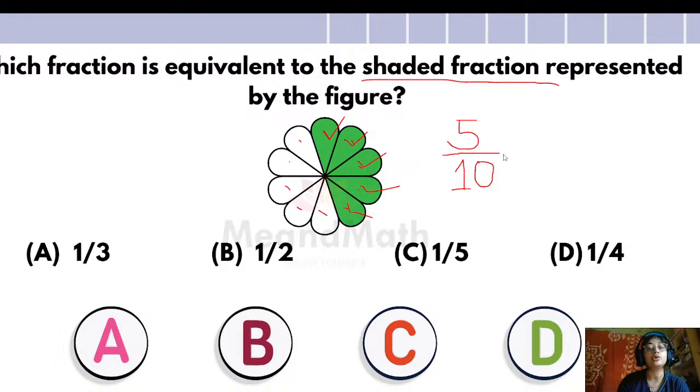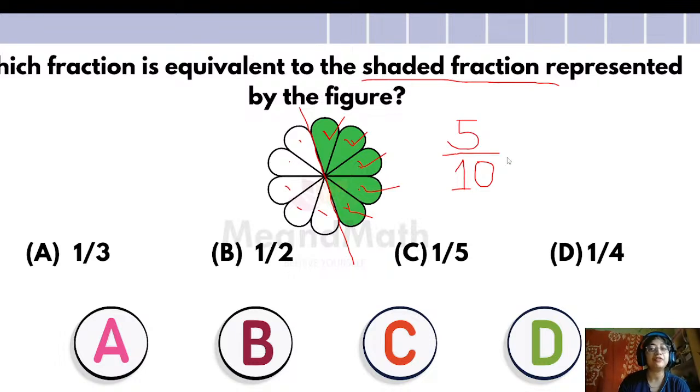Now 5 out of 10 is equal to which of these? Is it equal to 1 by 3, 1 by 2, 1 by 5, or 1 by 4? That's the question, right? So out of 10, if 5 is shaded, that means half of it is shaded. I can see here if I just draw a line from here, this is the half and this is the other half, right? It is showing half and half, isn't it?